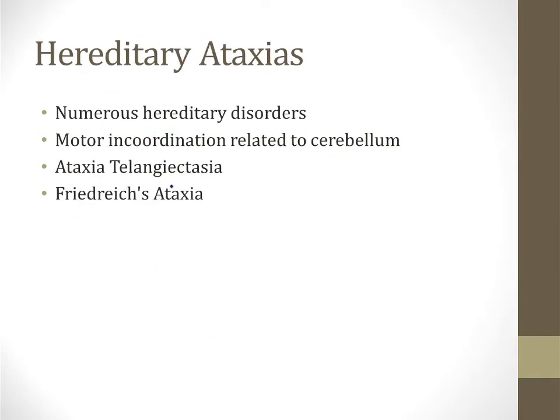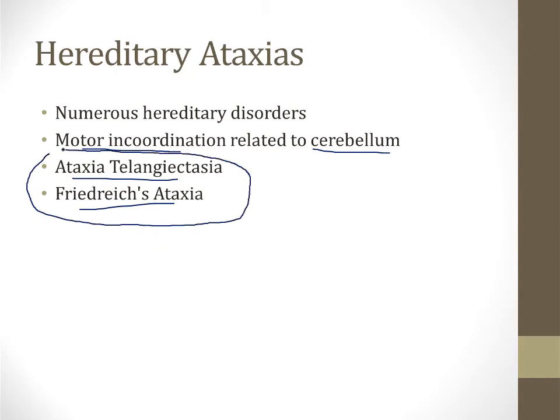Now let's talk about the hereditary ataxias. There are a number of rare disorders called hereditary ataxias. They all lead to motor incoordination related to disease of the cerebellum. The two that you need to know as a medical student for Step 1 are ataxia telangiectasia and Friedreich's ataxia, so we'll talk about these now. Both of these are examples of autosomal recessive hereditary ataxias. There are other hereditary ataxias that are autosomal dominant and X-linked.